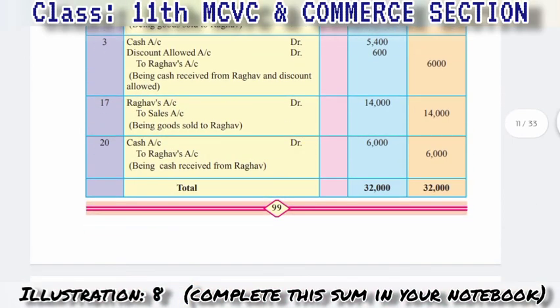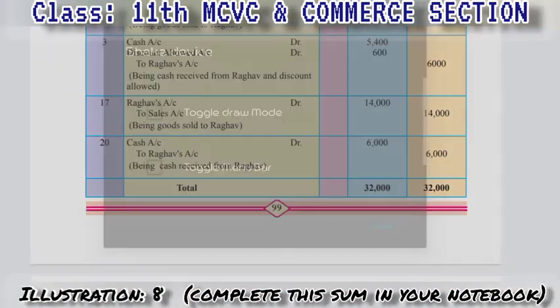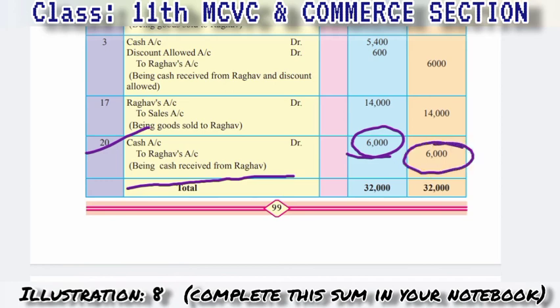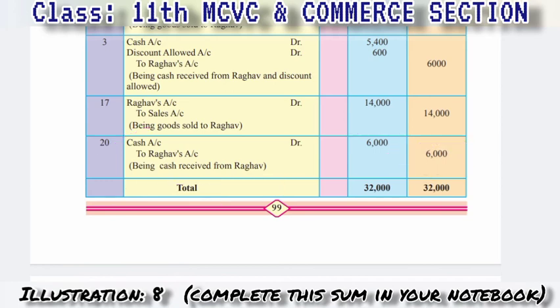So with the date, what we need to do? Cash account debit to Raghav's account, being cash received from Raghav, that is 6,000 and 6,000. So if your cash is coming and it is being received, the cash will be debited. The cash will be debited on these two transactions. If we are paying, then the cash will be credited. So as we are the receiver on these two transactions, that's why the cash is being debited.